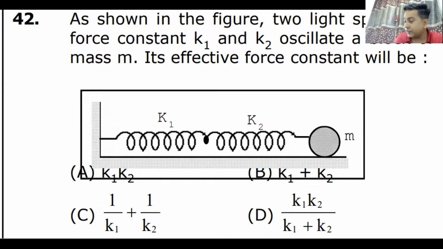I hope you can give me the answer for this one. As shown in the figure, two light springs of force constant K1 and K2 oscillate with a block of mass M. What will be the effective force constant? Can you tell me the answer for this one? What is the effective spring constant in this case?